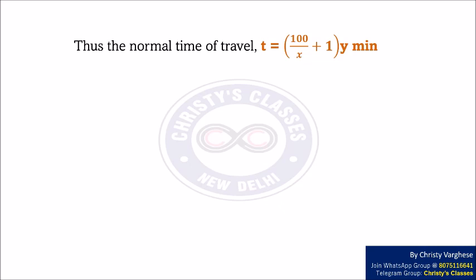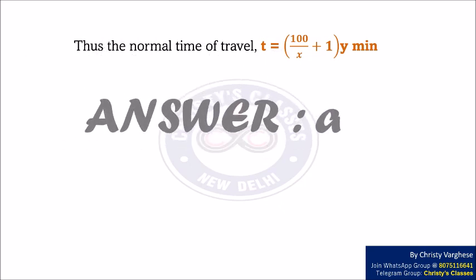Thus, the normal time of travel T equal to (100 by X plus 1) into Y minutes. So, the correct answer is option A.